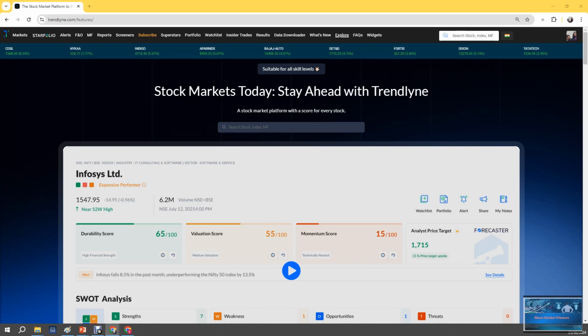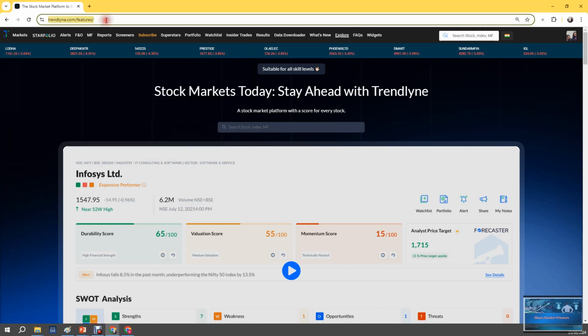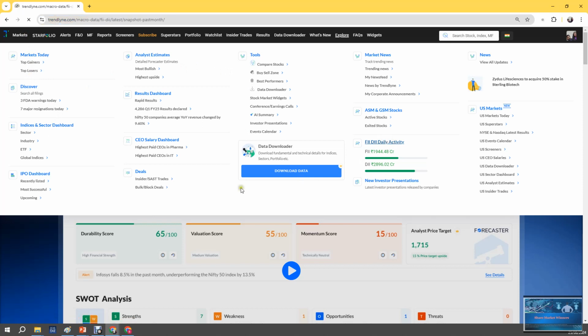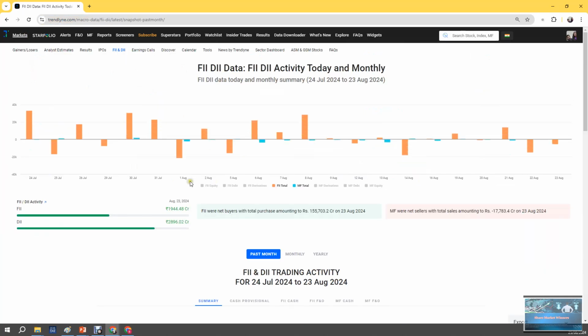So Trendlyne is one of the tools which I use, and if you use the free version, then certain details will not be available. But you can use this to see, like any other tool such as Moneycontrol, the top gainers, top losers, and every detail. And the FII activity also you can monitor, how much FII buying and selling, all this information will also be available.